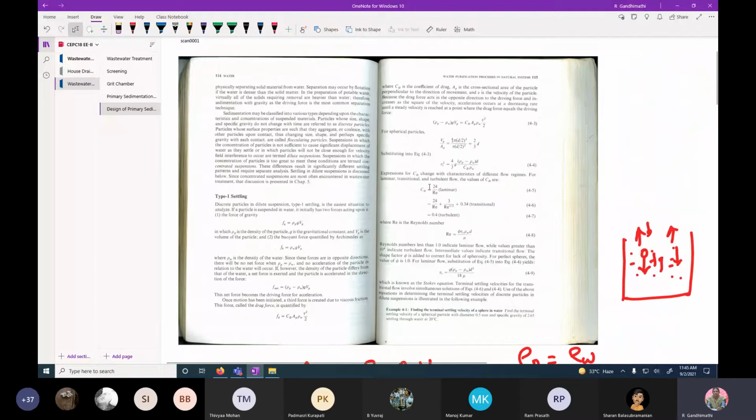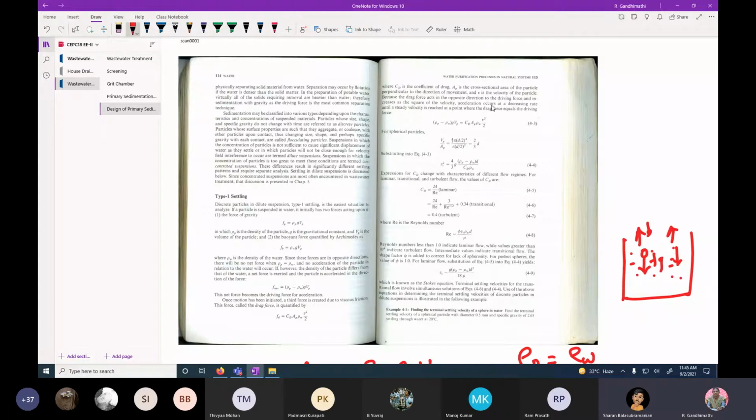The third force is the drag force. After some time, the acceleration will come down. That means when the drag force is equal to the net force, the acceleration stops, and the particle reaches a constant velocity, called the settling velocity. Is it clear, students?